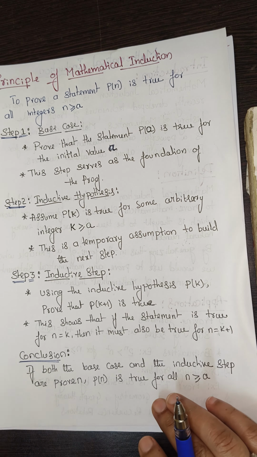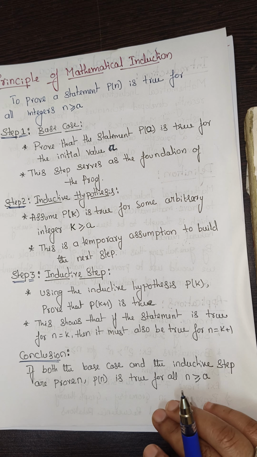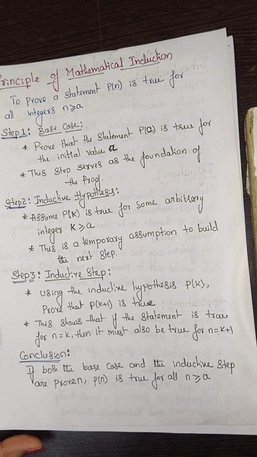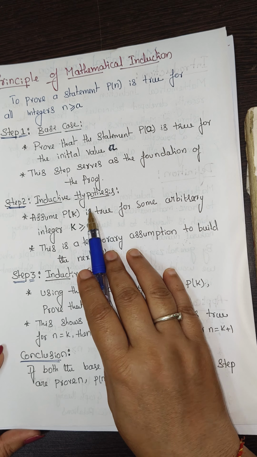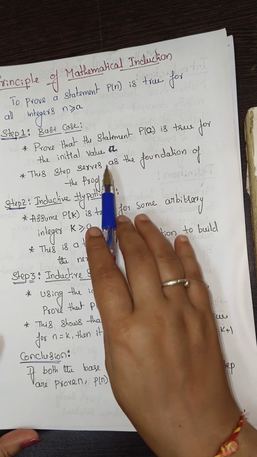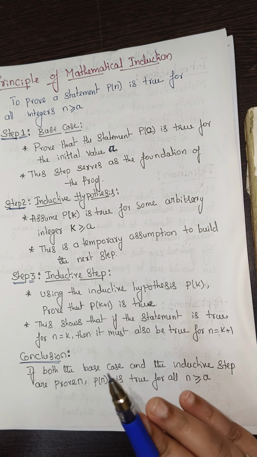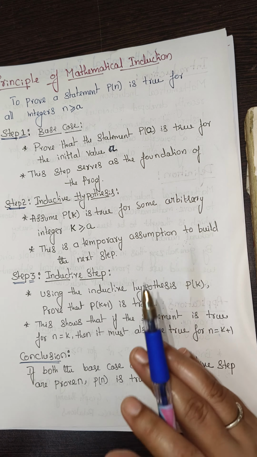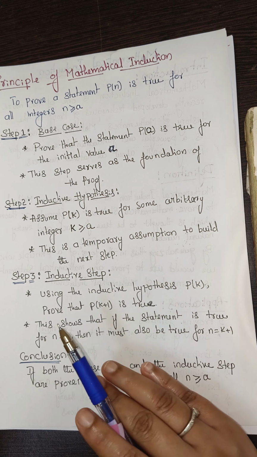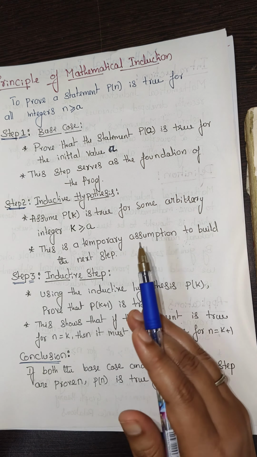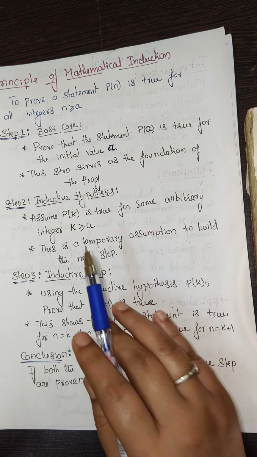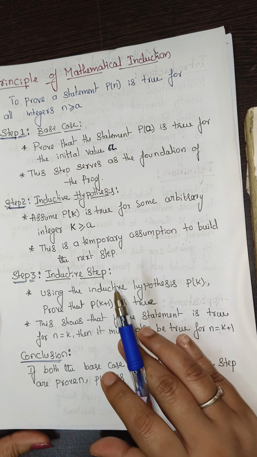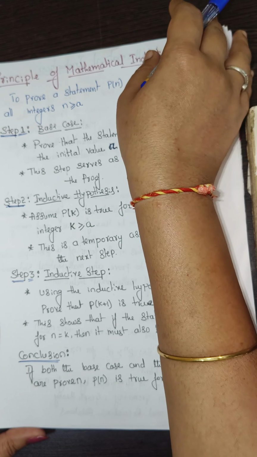Okay, these are the steps for proving formula statements by using mathematical induction: base step, inductive hypothesis, and inductive step. In the first step and the third step we need to prove, and the second step is just an assumption. Just write here P of k is true. Instead of taking n, we have to write k. That's it, you have to write P of k is true only. Okay, now we will see the questions so that it will be clearer.